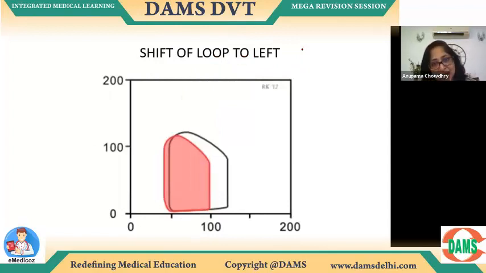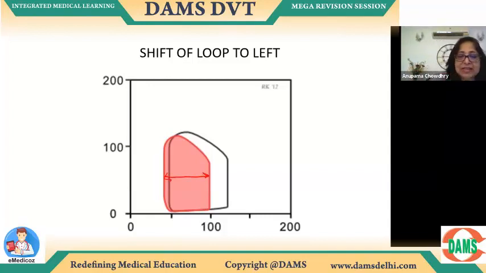Now this has again been asked in an AIIMS exam. You were given an image and you were asked to identify the valvular lesion. Now this is a shift of the loop to the left. Shift of the loop to the left is characteristically seen. Again, it's a narrow loop, and whenever you have a narrower loop, that indicates a stenotic lesion.